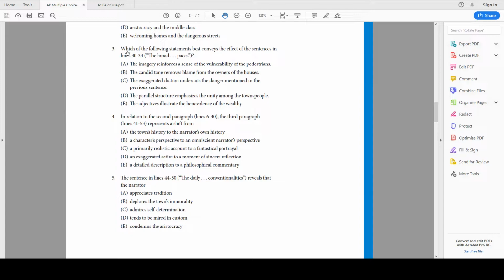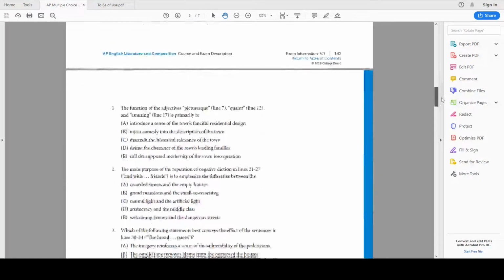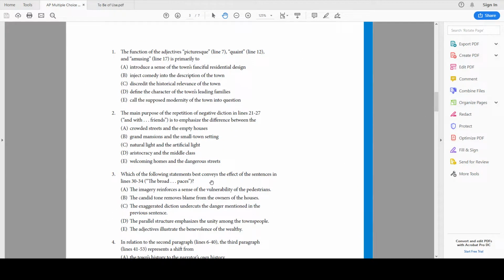Number 3. Which of the following statements best conveys the effects of the sentences in lines 30 through 34? You know the drill. Let's go up there. 30 through 34. The broad, unwieldy carriages hemmed them up against the houses in the narrow streets. The inhospitable houses projected their flights of steps almost into the carriageway, forcing pedestrians again into the danger they had avoided for 20 or 30 paces.